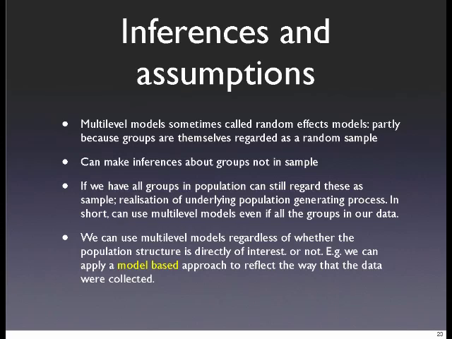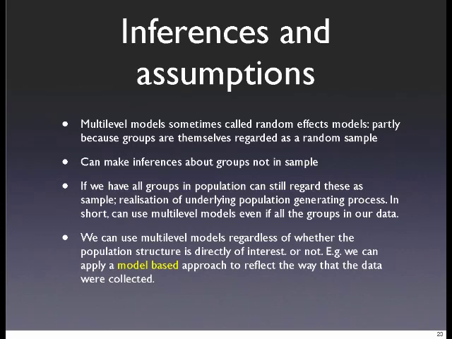multi-level models are sometimes called random effects models because the groups themselves are actually regarded as a sample. So in our pupils in schools example, we actually regard the schools as a sample as well as the pupils being a sample, in fact a random sample. And because of that we can make inferences about groups not in the sample. So if we only had half the schools in Manchester taken at random, we could still make some kind of inference about progress in the relationship between previous and current exam score.